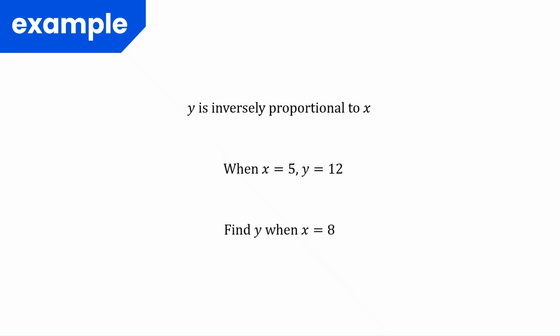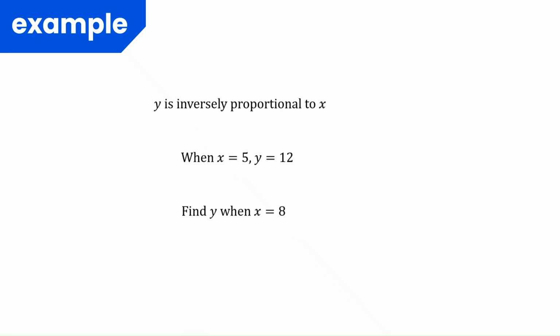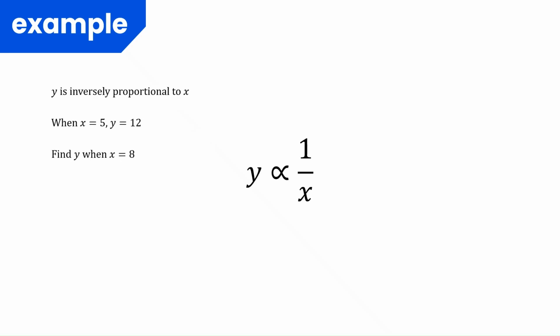Let's do another exam-style question, but using that same 4-step approach. Y is inversely proportional to x. When x equals 5, y equals 12. Find y when x equals 8. So step 1, we're going to write down the relationship. So y equals k divided by x. So step 2, we're going to sub in the known values. So 12 and 5. 12 times 5 equals 60, so k equals 60.